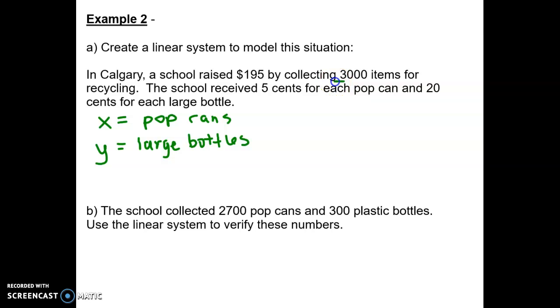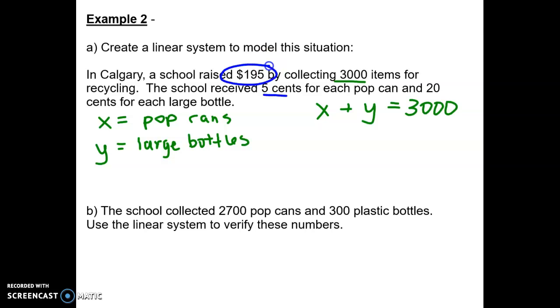Now let's see, we know that they collected 3,000 items. So that means together, the pop cans and the bottles added up to 3,000 items. So how can we write that? So X plus Y equals 3,000. Now we have to deal with the money. This is maybe a little bit trickier. But in total, they made $195.